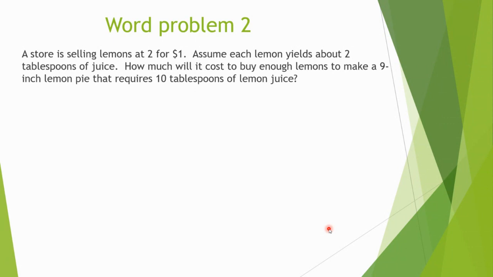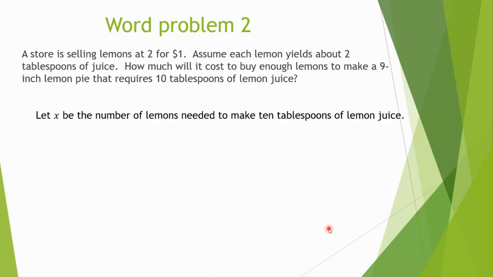Basically, you can read it, but what they're asking is, how much is it going to cost to get 10 tablespoons of lemon juice? We want to buy enough lemons to squeeze out 10 tablespoons of lemon juice. How much is that going to cost? So notice there are actually 2 things we're looking for here: the number of lemons and the cost.